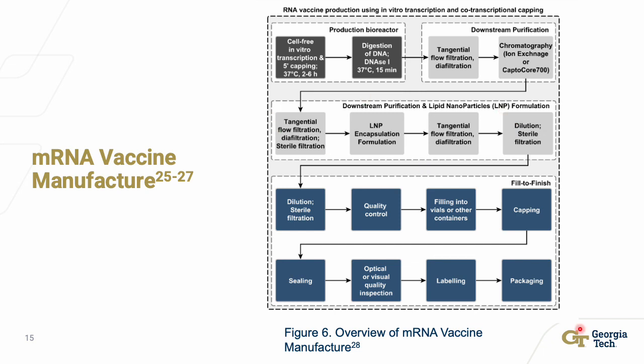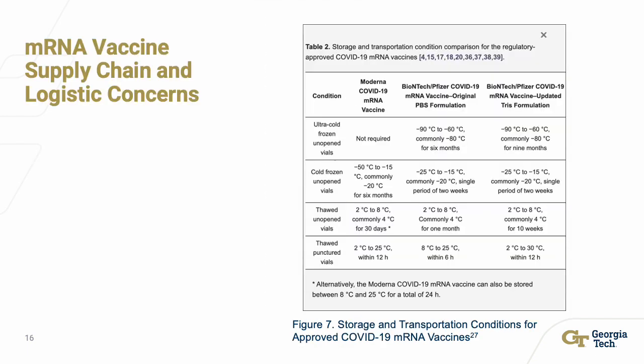Lipid nanoparticles are important because they protect the mRNA and allow for stable delivery to target organs. The encapsulation process is a bottleneck and is often done with microfluidic mixing devices. Then, the vaccine enters the fill-to-finish process here, where the vaccine is ultimately packaged at the end.